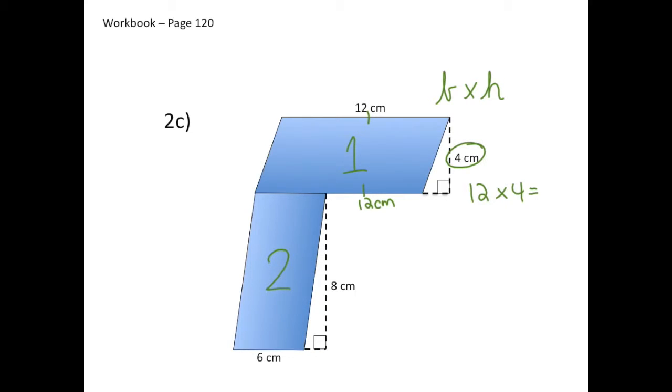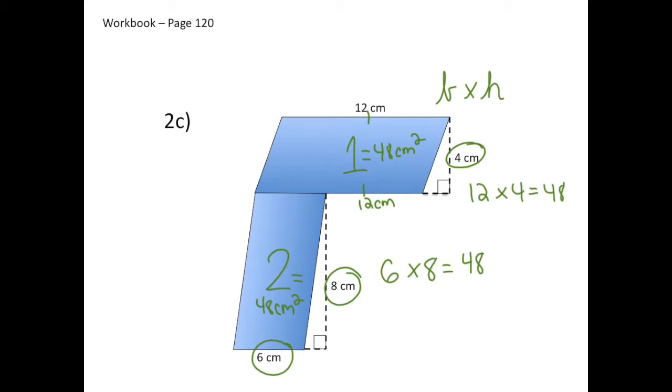So I'm going to multiply 12 times 4, and I'll get 48. So the area of figure 1 is 48 centimeters squared. Now I'm going to take a look at my next figure. I again have to identify my base, which this time is 6 centimeters, and my height, which is 8 centimeters. 6 times 8 is 48, so the area of figure 2 is 48 centimeters squared.